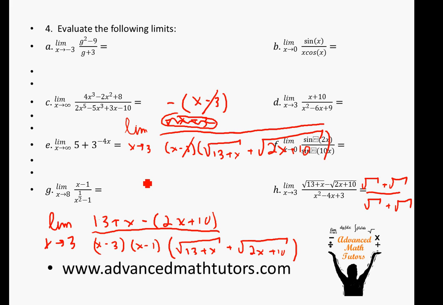So what we're left with is negative 1 over, if x goes to 3, this becomes 13 plus 3, 16. Square root of that is 4. Plus square root of 16, which is 4. And you get negative 1 over 8. I'm squeezing it in here.